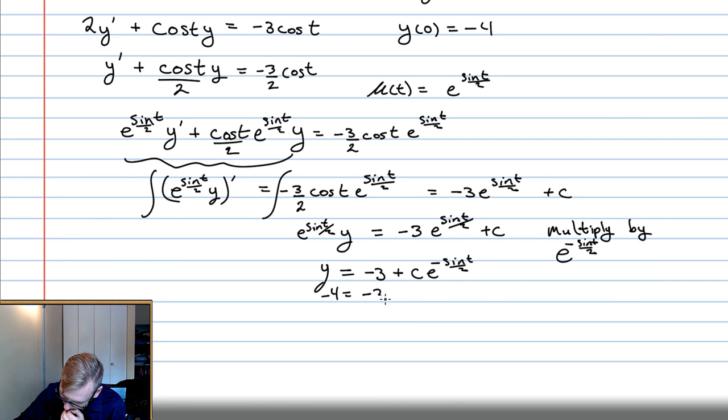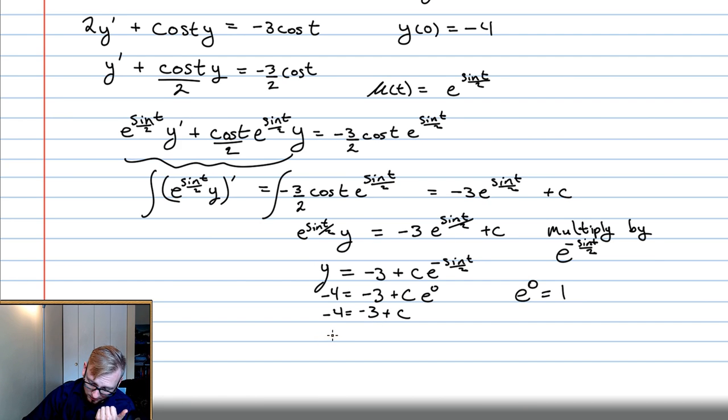So this is negative 3 plus c e. Well, negative 0 is still 0. 0 divided by 2 is still 0. So e to the 0. And like we know, e to the 0 is 1. Negative 4 equals negative 3 plus c. Take the negative 3 over to the other side, so add. And then we get negative 1 equals c.